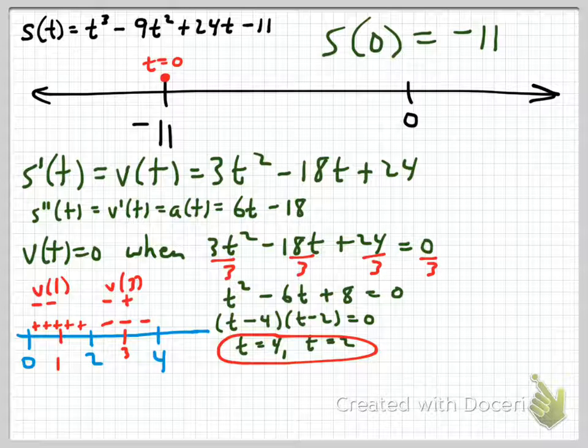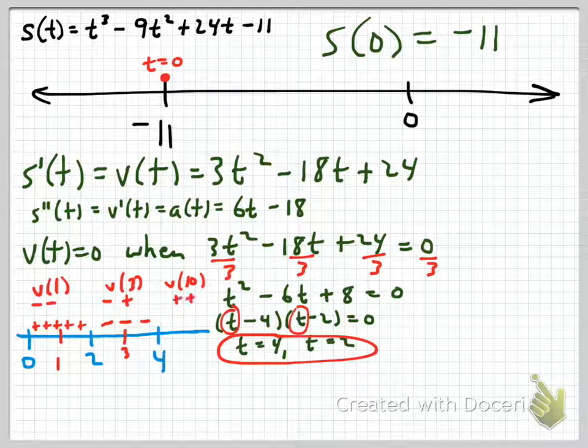And then when t is greater than 4, let's say we use a test value of 10. When t equals 10, we have 10 minus 4, 10 minus 2. So I'm plugging these t values into the factors on the left side here, because these factors will determine the sign of our velocity. Okay, so when t equals 10, we have a positive times a positive, and therefore we know that the velocity is positive for all values of t greater than 4.